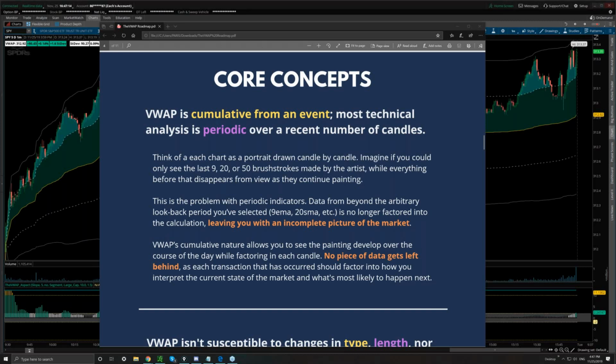You guys are probably familiar with this from simple moving averages, exponential moving averages, RSI, MACD. These all have a length or a look back period, a number of bars from the right of the chart going backwards that it performs its analysis over. VWAP, on the other hand, works from the left to the right, starting at a critical event. For intraday VWAP, that's going to be the market open, 9:30 a.m. Eastern. And it goes forward in time, building that average over however many candles have elapsed during the day.